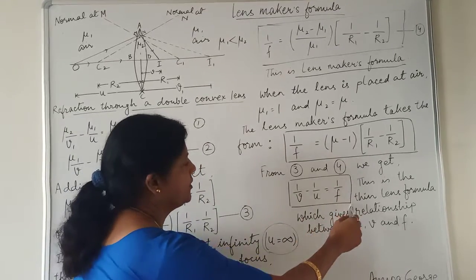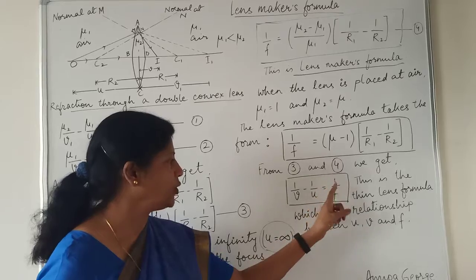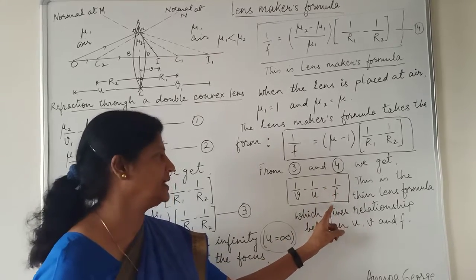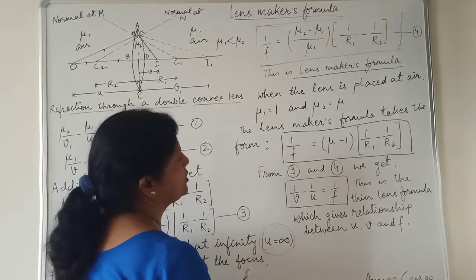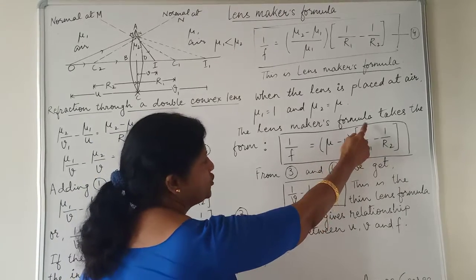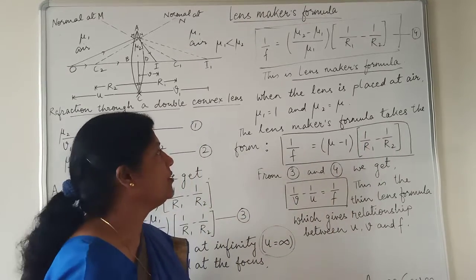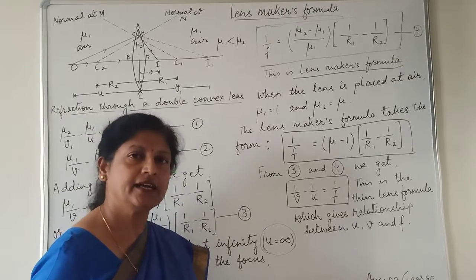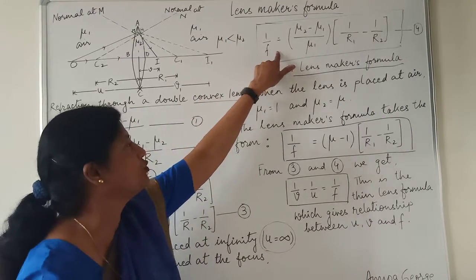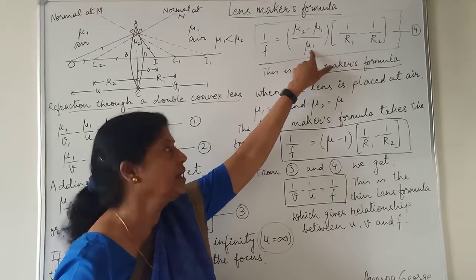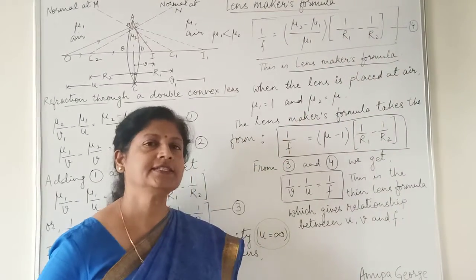See, the relation 1 upon v minus 1 upon u is equal to 1 upon f is the thin lens formula, and the formula 1 upon f is equal to mu minus 1 into 1 upon R1 minus 1 upon R2 is the lens maker formula when the lens is placed in air. The general lens maker's formula is 1 upon f is equal to mu2 minus mu1 upon mu1 into 1 upon R1 minus 1 upon R2.